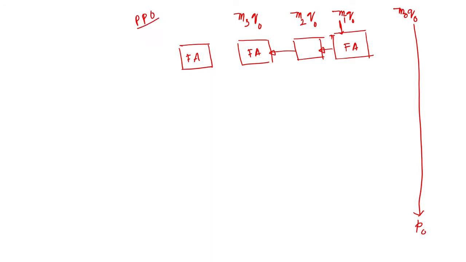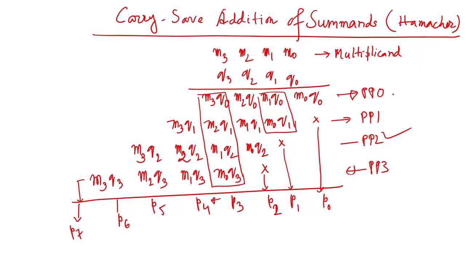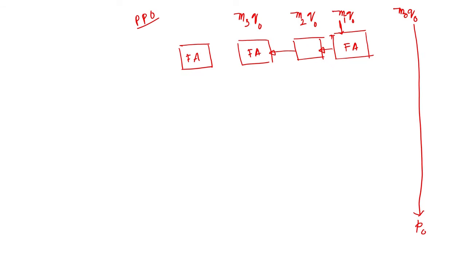Now, if you go back here, this is PP0, we got it. Now we have to add with PP1. For this product, directly it will be P0. Therefore, here M1 Q0 should be added with M0 Q1. This input should be 0, this is a 3 input full adder.